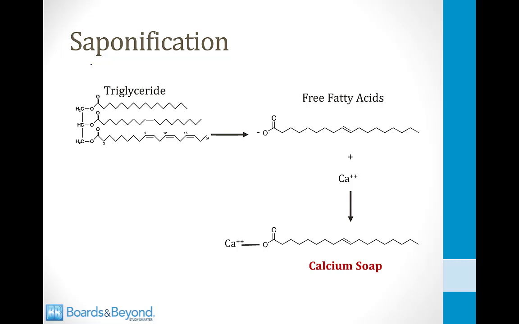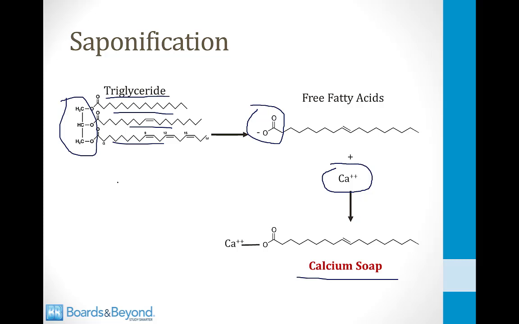Just to help you understand the saponification process that leads to low calcium and magnesium, let's look at what happens to triglycerides in the fat around the pancreas. This is the structure of a triglyceride shown on the screen. It contains 3 fatty acids bound to a glycerol molecule. When those fatty acids are released, they can bind to calcium. The calcium can bind to the carboxylic acid end of the free fatty acid. This creates a calcium soap and it pulls calcium out of the serum.